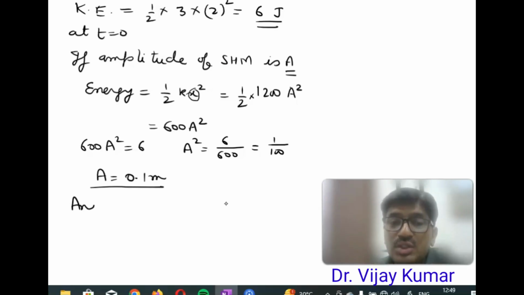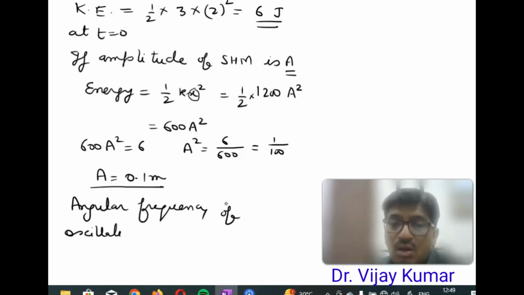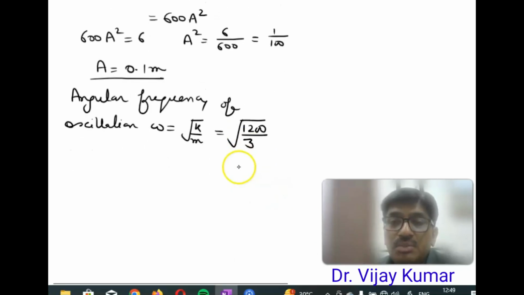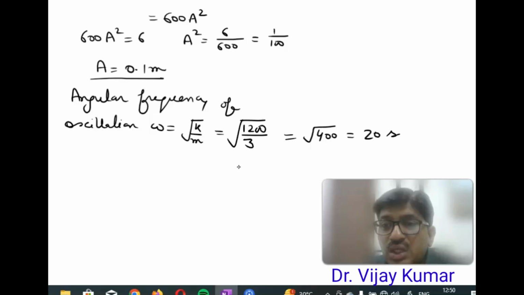So the angular frequency of oscillation omega should be under root k upon m. Under root k is 1200, which is given in the question, and m is 3, so it becomes 1200 upon 3, which means under root 400, or 20 second inverse.